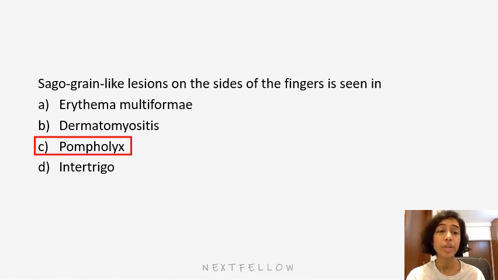So try to recall erythema multiforme. You will see targetoid lesions on the palms. You can see the target lesions. Okay, dermatomyositis. You will have your Gottron's papules. You will have mechanic's rash. Okay, mechanic's thumb. And intertrigo, of course, is usually due to candidiasis. There will be maceration in between the digits.